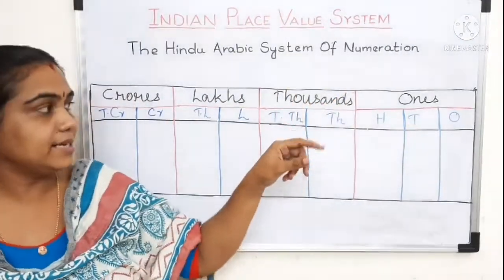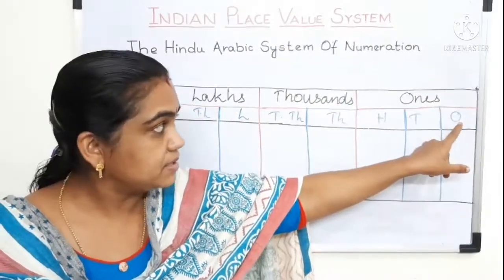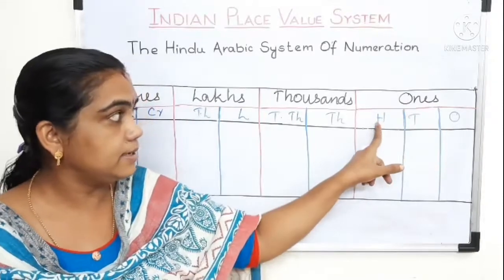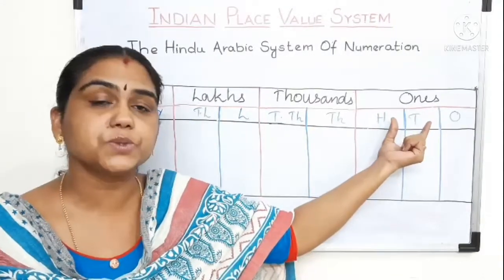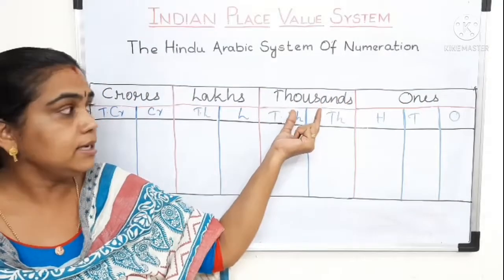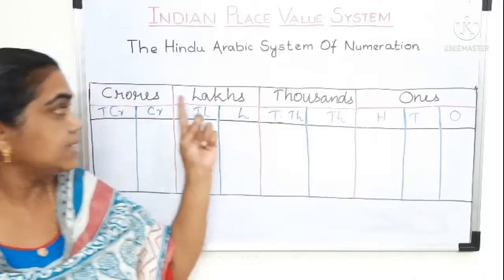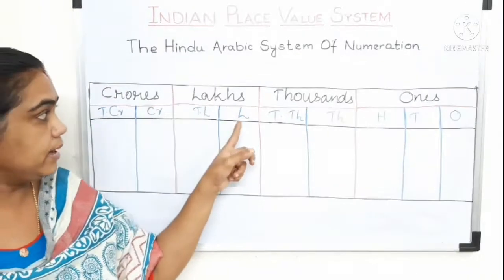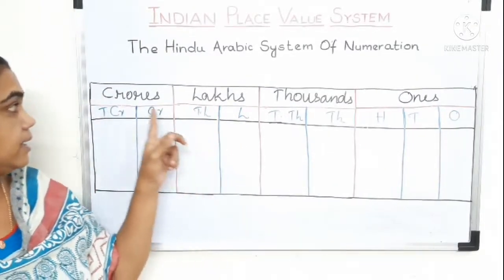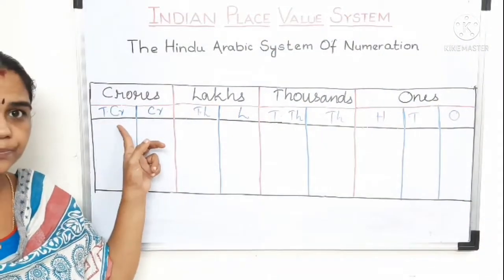Under the periods there are places. Under ones period we have the places ones, tens, hundred. These three places come together under the period ones. Then thousands period, there we have the places 1000 and 10,000. Then lakhs period, there we have lakh and 10 lakh. And crores period, there we have crore and 10 crores.